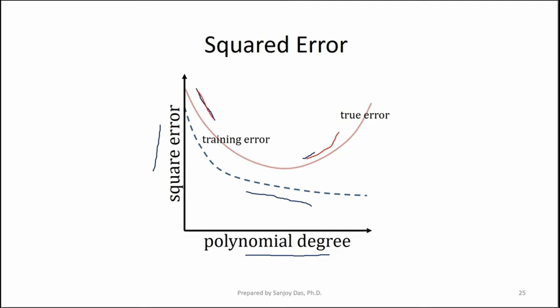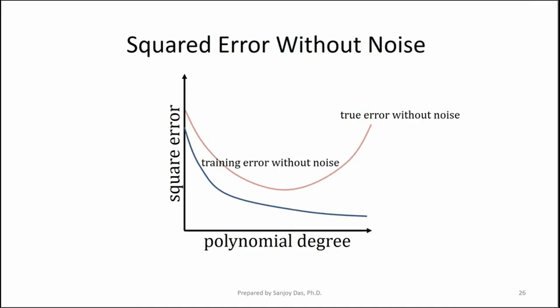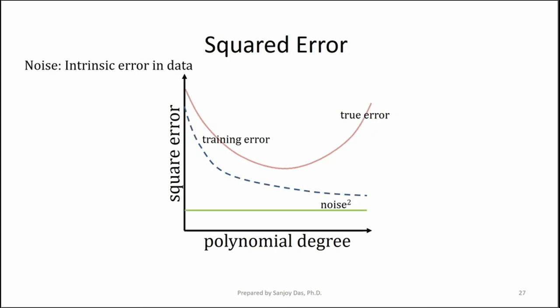And so let's delve further. We also know that we had noise. If we remove the noise, then both those curves would move downwards like this. This is the training error without the noise here, and this is the true error without the noise. And the same shape, but they just move downwards. So we have isolated noise as one of the components that gives rise to the error.